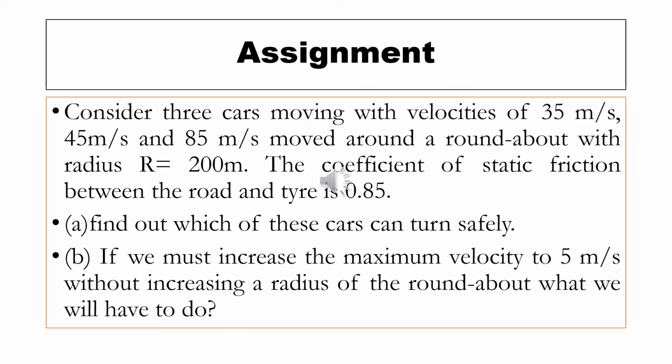What you have to do is find out which of these cars can turn safely. There is a possibility that some car may skid. And you also have to find out, if you want to increase the maximum velocity by an extra 5 meters per second without increasing the radius of the roundabout, what we have to do. Obviously, we have to go for the banked curve. Okay, that is your assignment, and you have to submit it within 2 weeks.